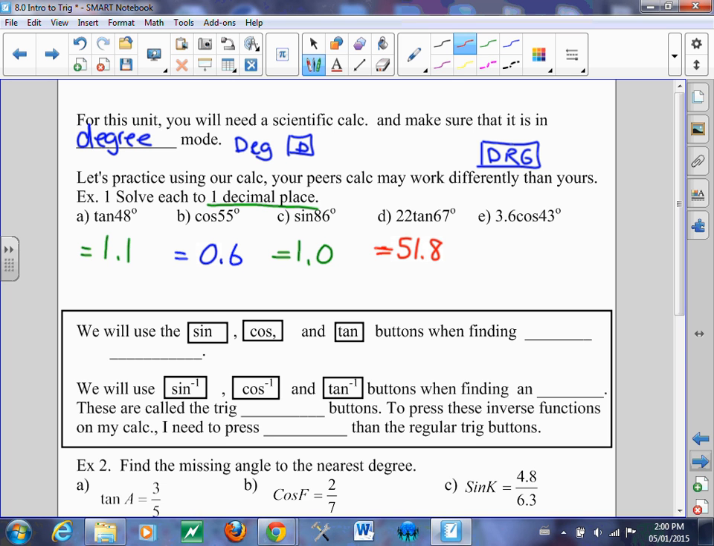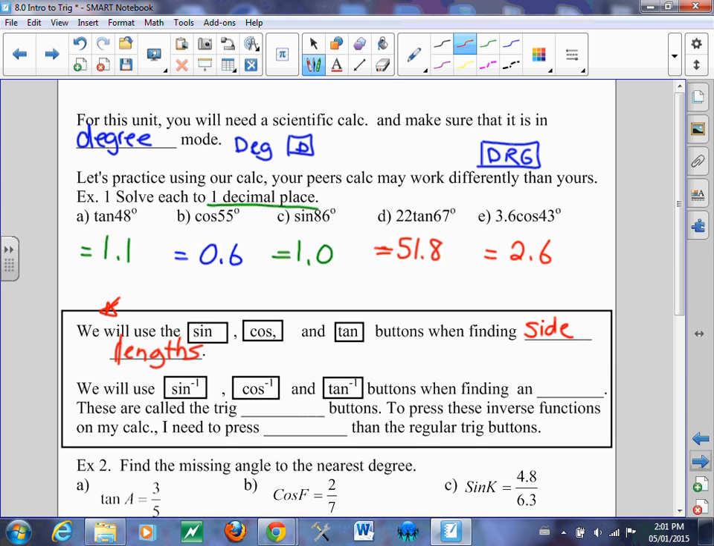Okay. Try the last one, ladies and gentlemen. Plug in your calculator, and you should get 2.6. Now, you're probably saying, Miss R, what do all the sine, cos, and tan buttons represent? Save that answer for when we do this box right here. We will use the sine, cos, and tan buttons when finding side lengths. So we're going to be finding different side lengths of the triangle.